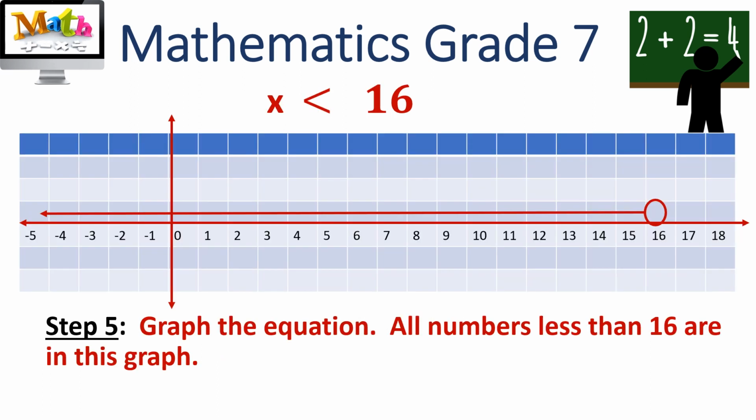You're fine there. Now all you've got to do is graph it. What are you doing with this equation? All numbers less than 16 are going to be in this graph. Remember I mentioned at the beginning that this would be open? We don't know the true value, so you leave it open.